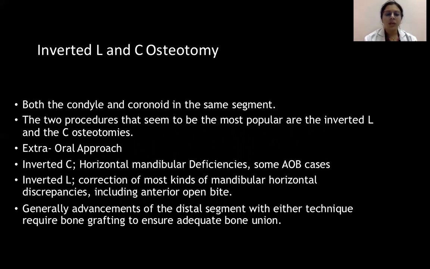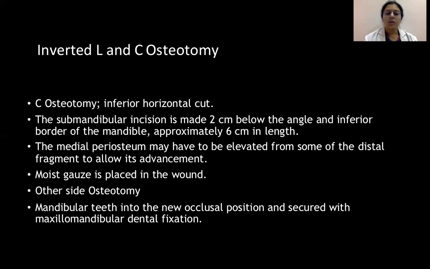With the extraoral approach, the inverted C is done for horizontal mandibular deficiencies. The inverted L is for correction of most kinds of mandibular horizontal discrepancies, including anterior open bite. Generally, advancements of the distal segment with either technique require bone grafting to ensure adequate bone union. For the C osteotomy, an inferior horizontal cut is used. The submandibular incision is made 2 cm below the angle and inferior border of the mandible, approximately 6 cm in length. The medial periosteum may have to be elevated from some of the distal fragment to allow its advancement.